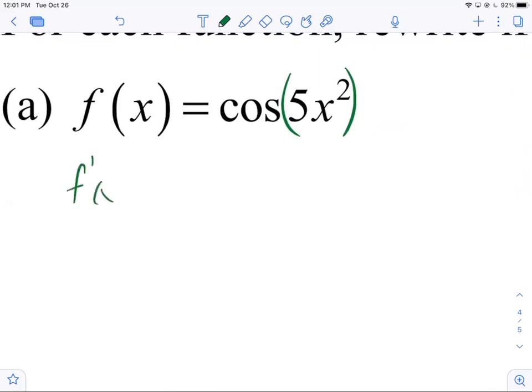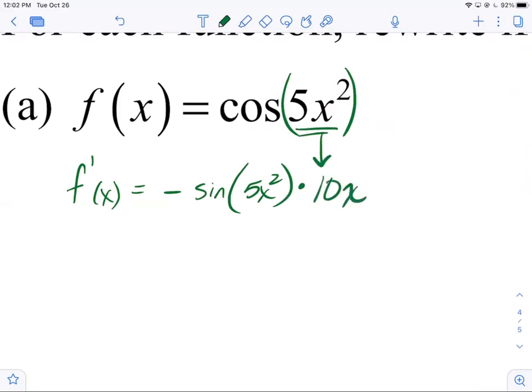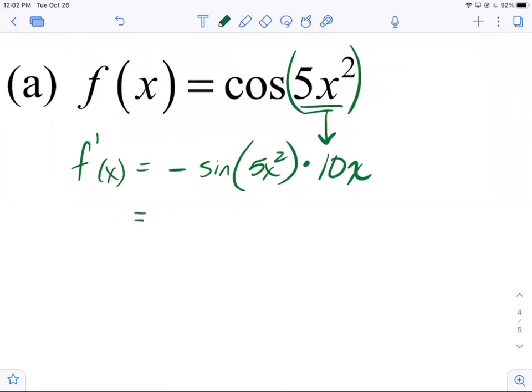So the left side is f prime of x equals, and we work from the outside in. The derivative of cosine of blob is negative sine of the blob, and then times the derivative of the blob, which is 10x. Yeah. And then to rewrite it, to simplify it, you can bring the 10x in front, negative 10x sine of 5x squared, and then you wouldn't need parentheses around the 5x squared.